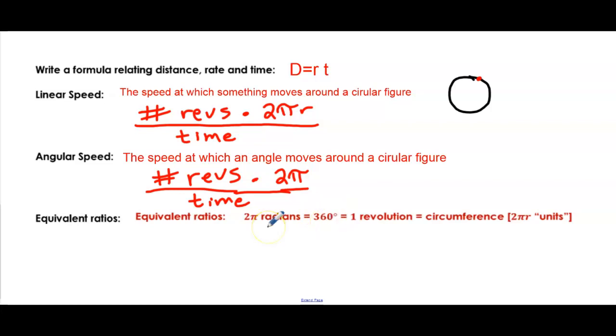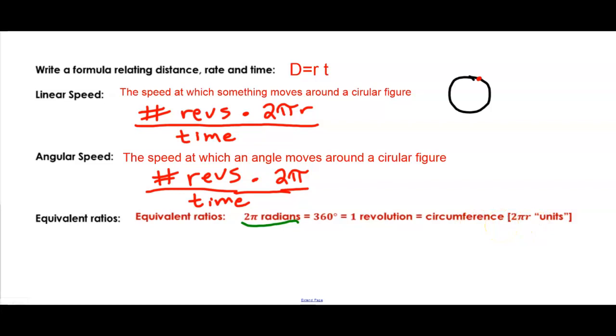When we do our angular speed, though, we are always in radians. I would say 90% of the time we use radians. But you know that that's equivalent to 360 degrees. And then 1 revolution, if we're talking about our linear speed, then that's just the circumference of the circle or the tire or whatever it is that's spinning.